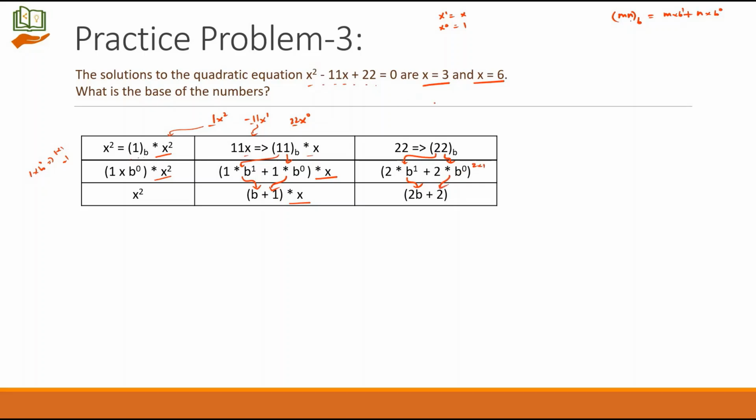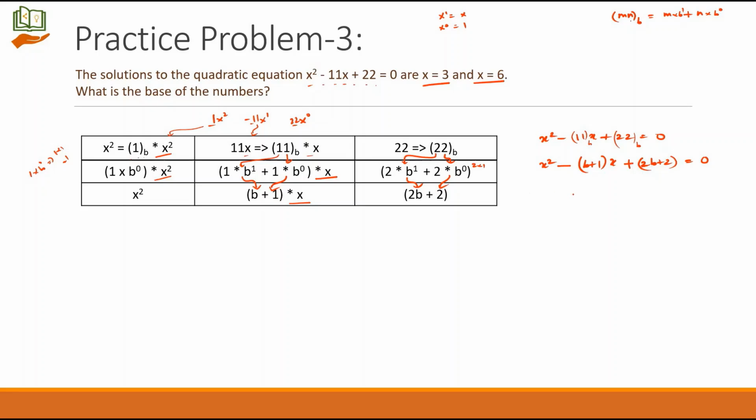What is the equation given in the question? x square minus 11x plus 22 is equal to 0. x square is not going to have any change because the coefficient is 1. We will have x square as it is. We will place the minus here. Instead of 11 to the base b, we got b plus 1 into x. So 11 to the base b has changed to b plus 1. This x will be retained as it is. Plus, what did we get instead of 2 to the base b? We got 2b plus 2. So we are placing 2b plus 2 as it is and equate it to 0 here. This is the equation we have got.